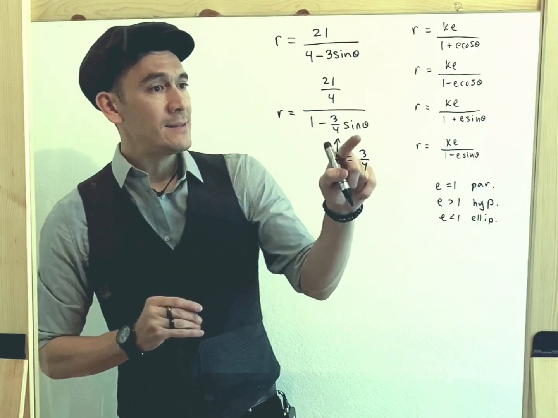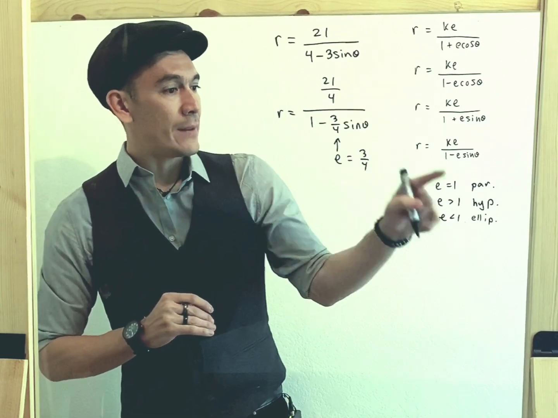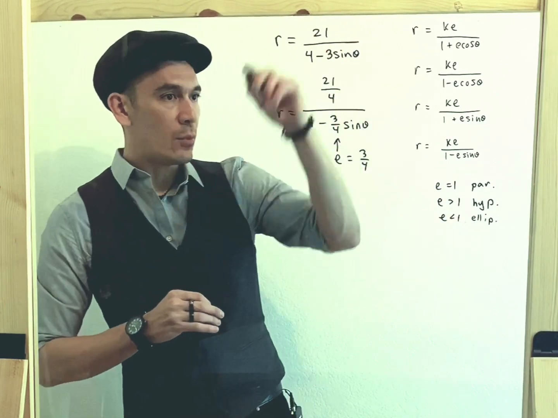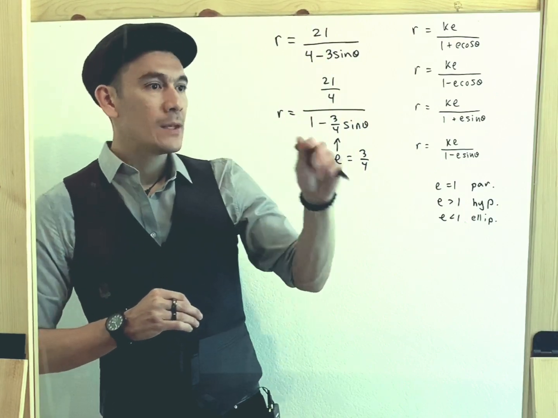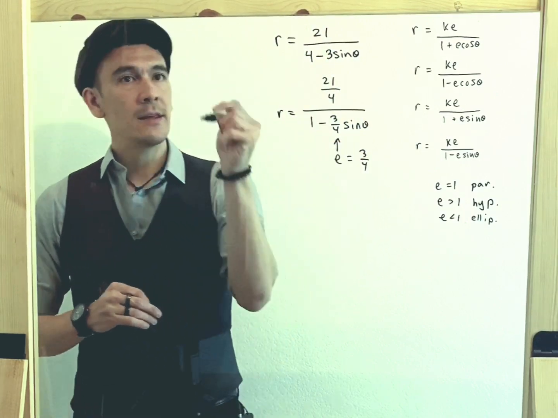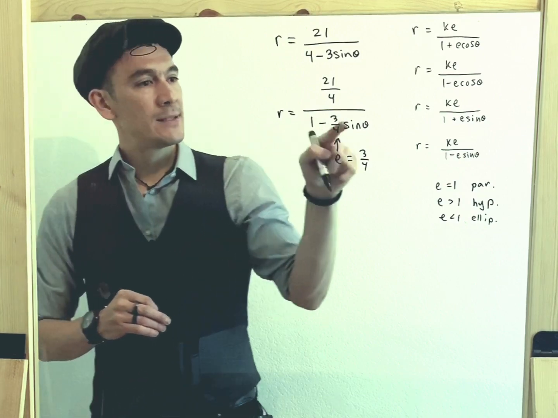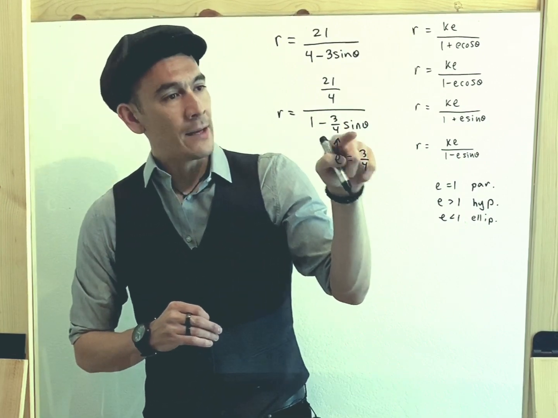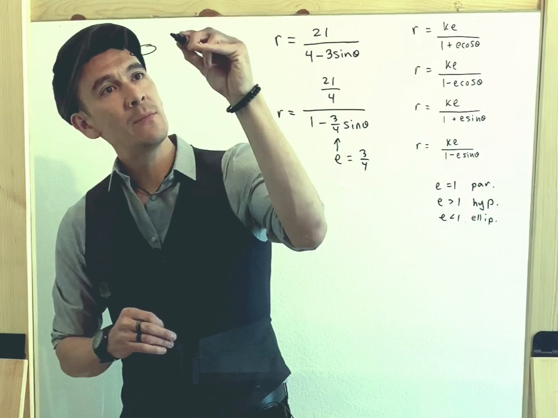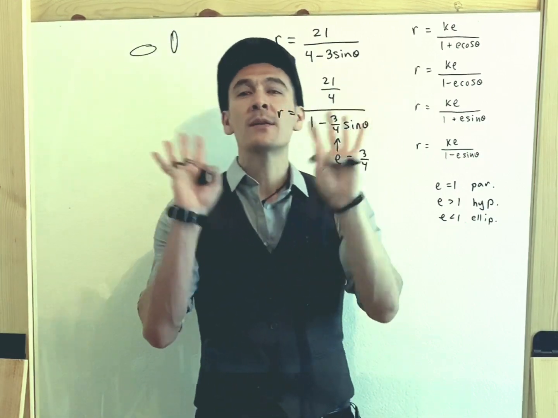Furthermore, since this is sine, I know that my ellipse is going to open more up and down. If this were cosine, the ellipse would be more sideways. But since this is a sine, I know that my ellipse is going to be more vertical. It's just nice to know what to expect, okay?